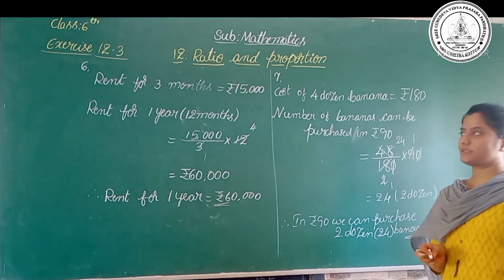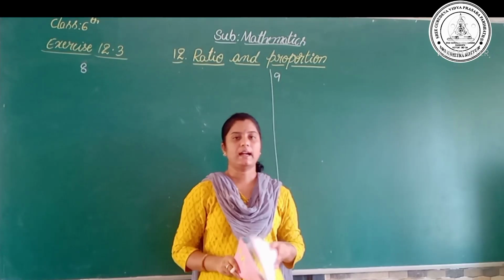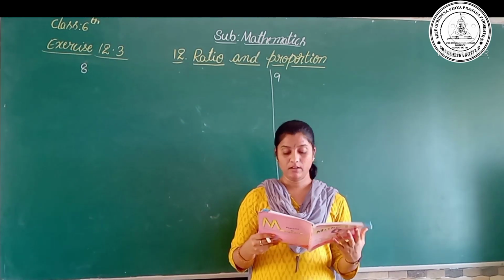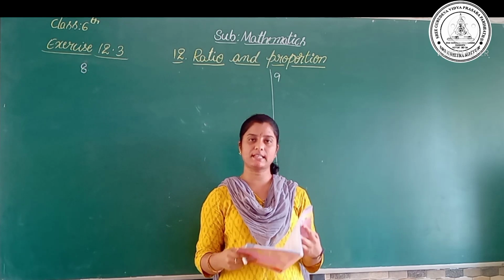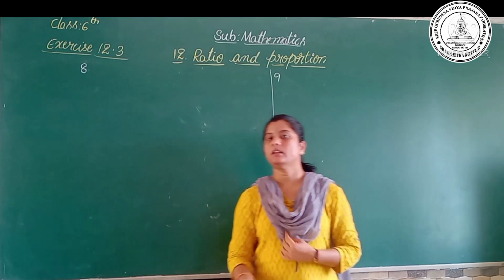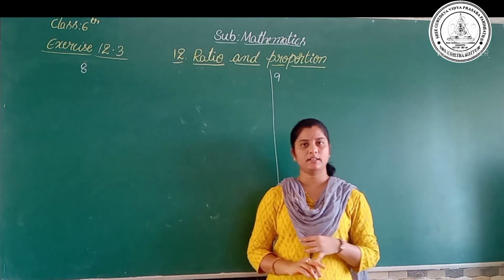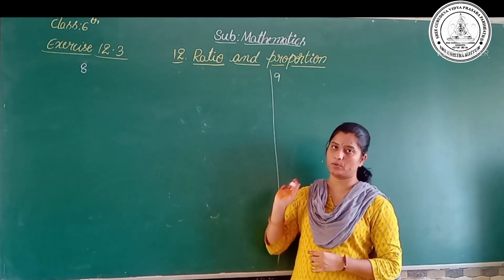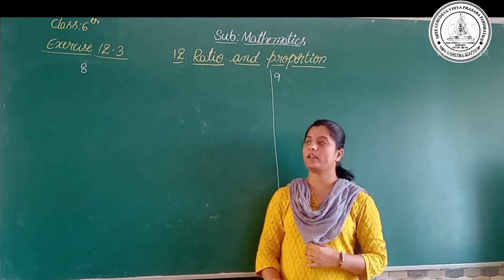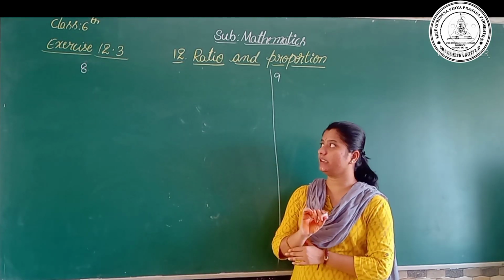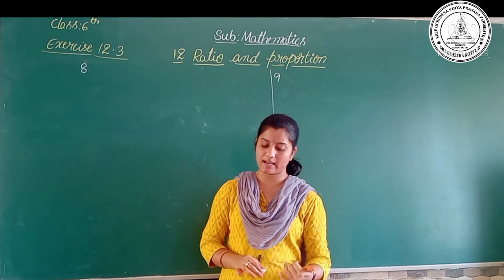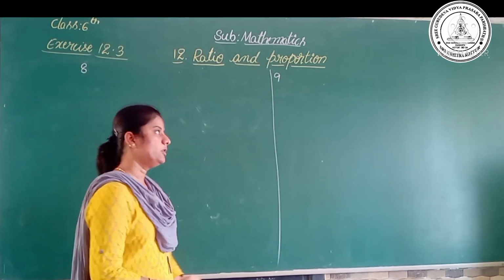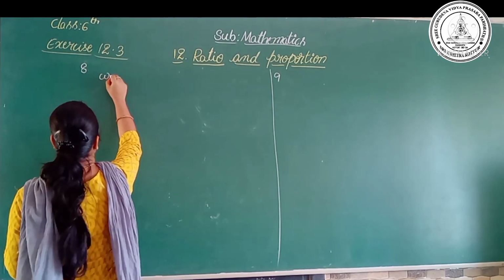Is it clear? Yes. Then let's go to the 8th question. The 8th question is: the weight of 72 books is 9 kg. What is the weight of 40 such books? Here they are given the weight of 72 books is 9 kg and we have to find out the weight of 40 such books, meaning the same kind of books. So how can we find that out? Let's see what is given.